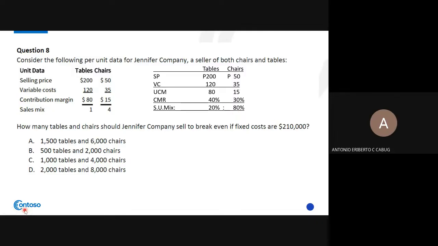Now, paano kung gusto niya makuha ang revenue mix? Just for the sake of discussion, just multiply the selling price by the sales mix. Just like what we did a while ago in arriving at 20 is to 20. 200 times 1 is 200. Sa bawat $200 sa table, nakakailan ka sa chairs? 50 times 4, also 200. 200 is to 200.